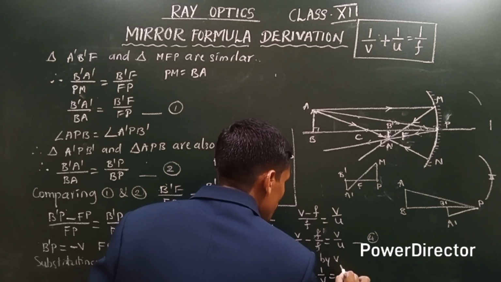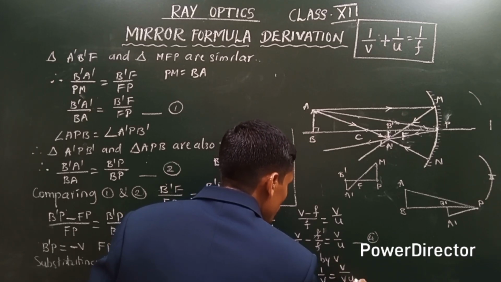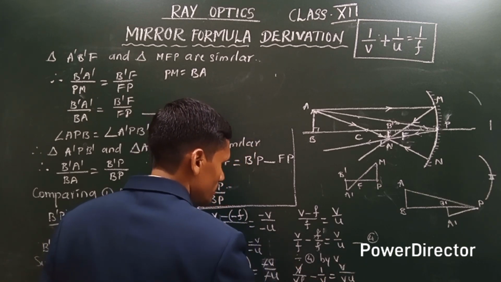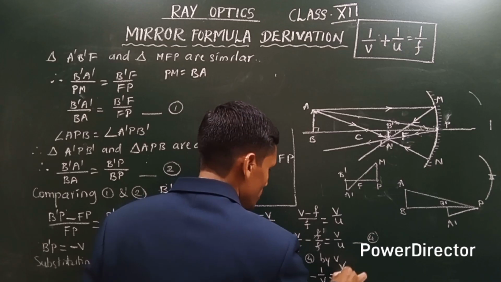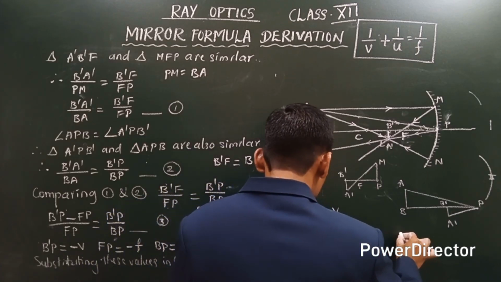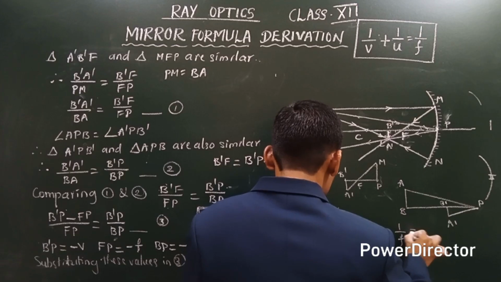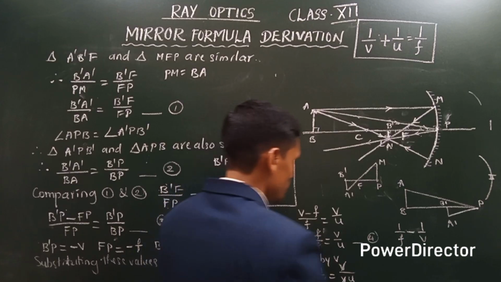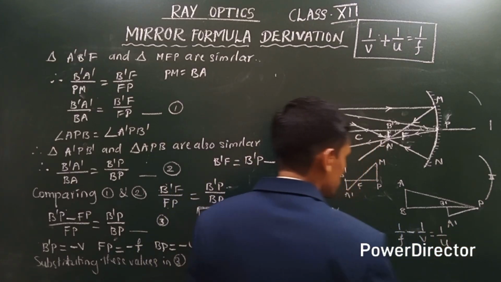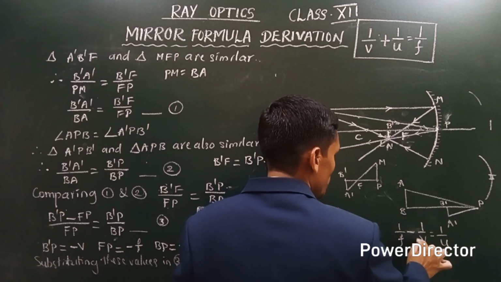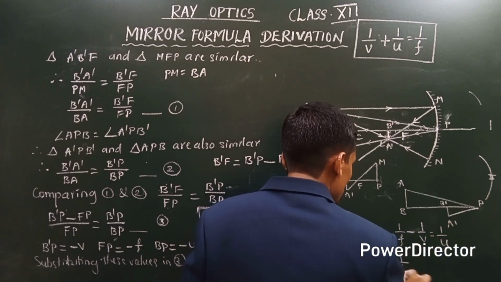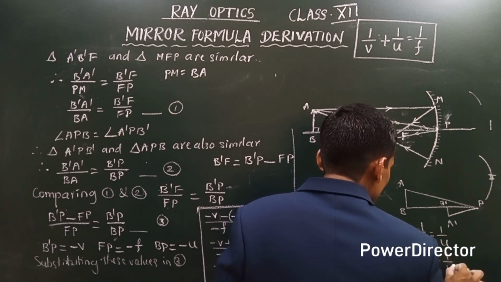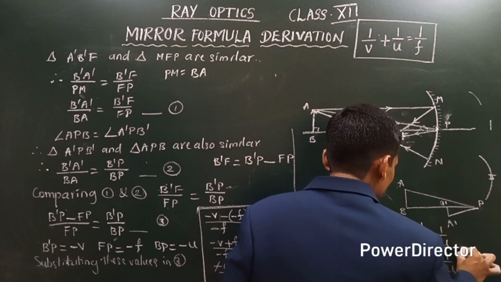If you divide, we get v divided by v into u, right? You are dividing this v by v again, so v gets cancelled, and 1 by u is remaining. So 1 by f minus 1 by v is equal to 1 by u. Now shift this minus 1 by v to the other side. 1 by f will be equal to 1 by v plus 1 by u, right? So this is the mirror formula.